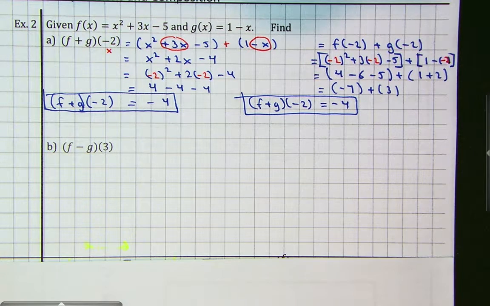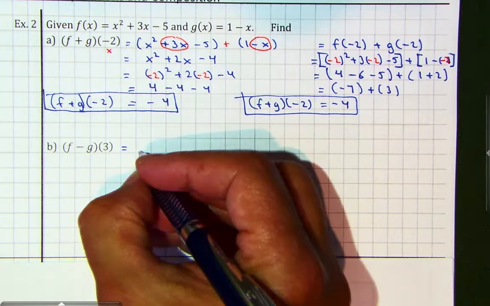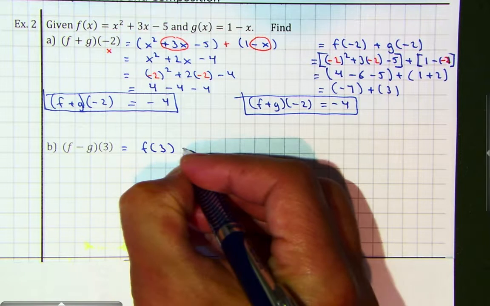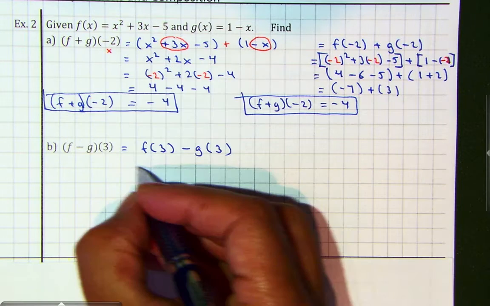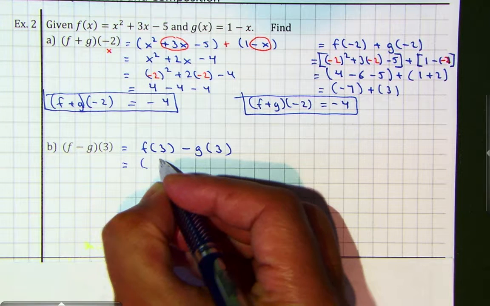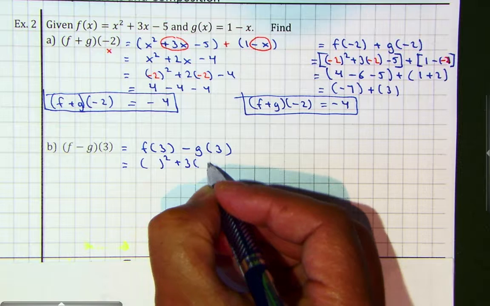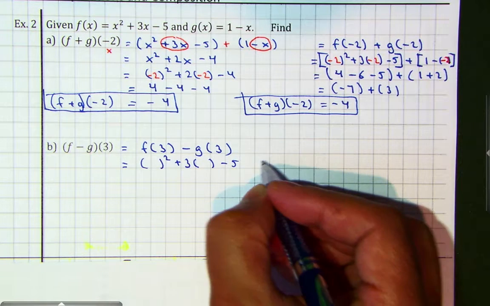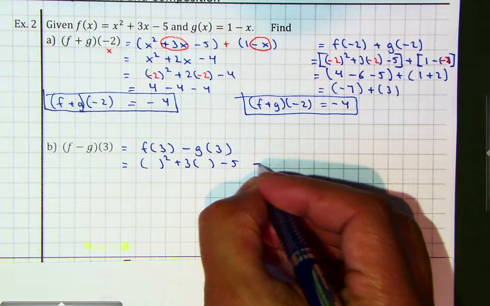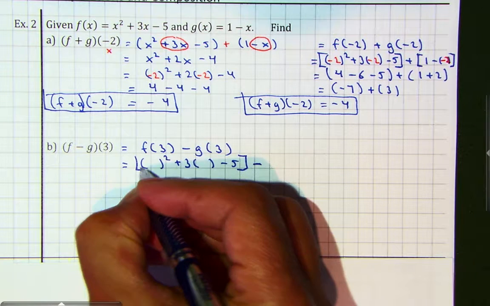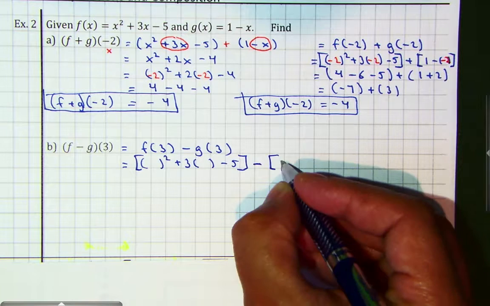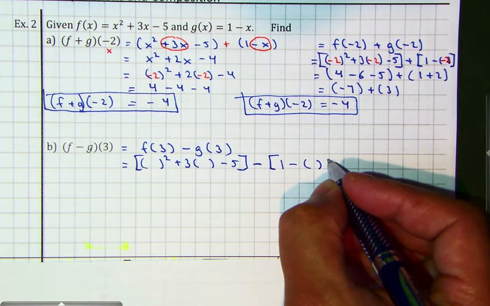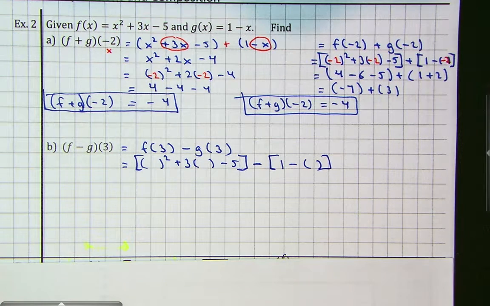Excellent. So now I need to subtract them. I'm just going to rewrite it as f of 3 minus g of 3, and I'm going to plug in a 3 into each one. So it gives me x squared plus 3x minus 5, minus, making sure that I place this in brackets, g, which is 1 minus x, and I'm going to plug in a 3.